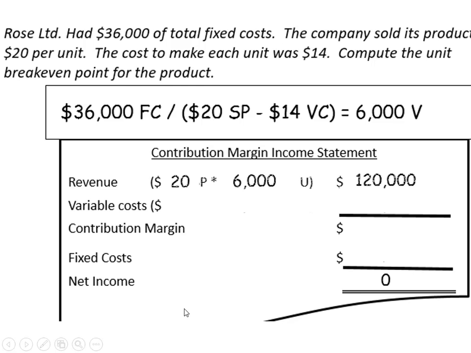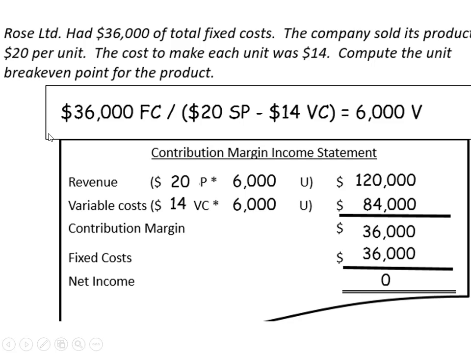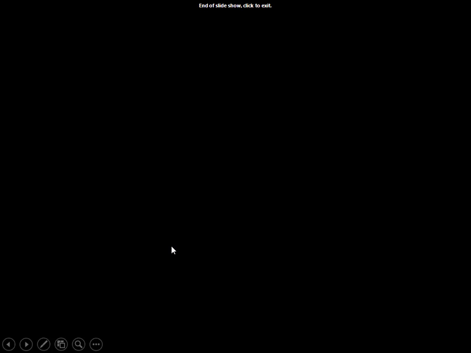And if we want to prove that, we can take the $20 a unit selling price times a 6,000 volume. That comes up to $120,000. Variable costs then are going to be $14 a unit times 6,000 units. That's $84,000. So our contribution margin comes out to $36,000. And therefore, our fixed costs are going to be $36,000, and we come up to a net income of $0. And so let's go on to the next part of our demonstration.